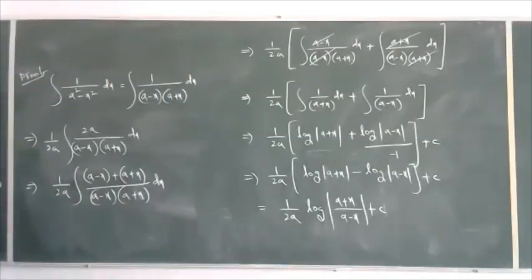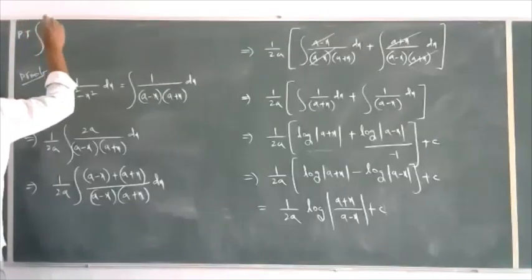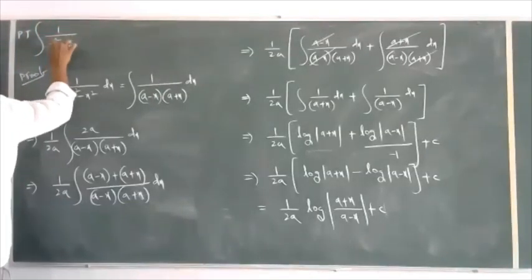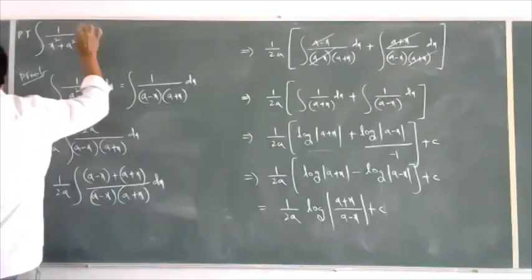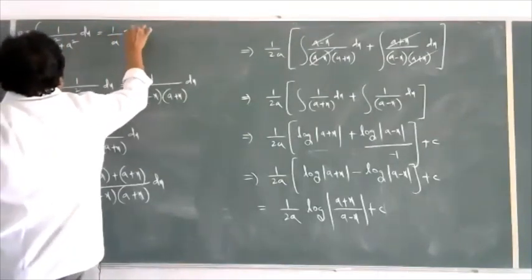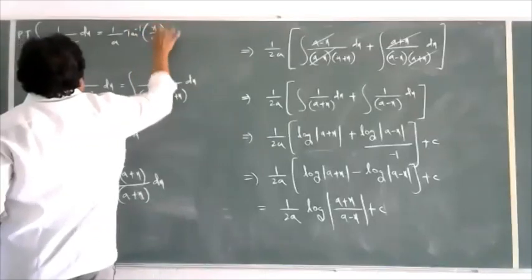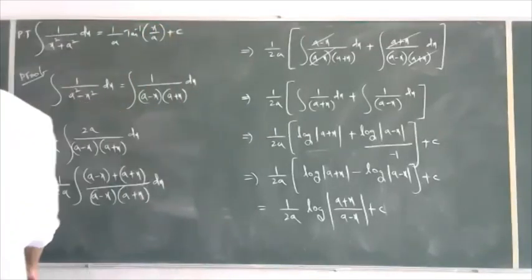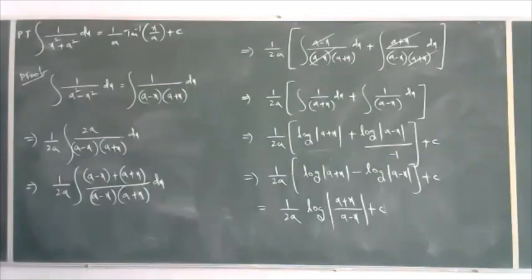Next, third theorem. Theorem number 3. Prove that integral 1 by x square plus a square into dx is equal to 1 by a into tan inverse x by a plus c.